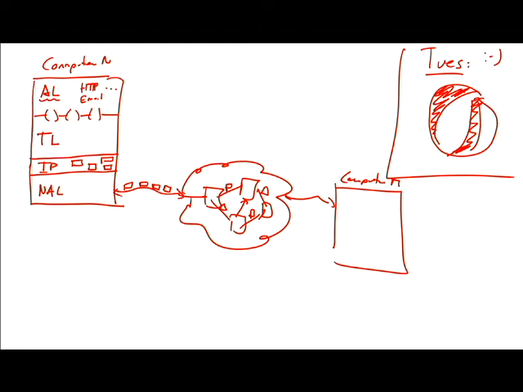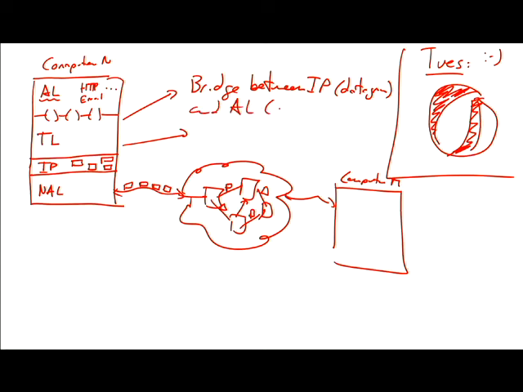So the transport layer is that bridge. It forms a bridge between IP and its datagrams, which are small, discrete segments of information, and the application layer, which is potentially a continuous stream of information. The transport layer serves that purpose: it takes that stream and breaks it up, eventually getting it ready for IP and the datagrams that are sent over the network.